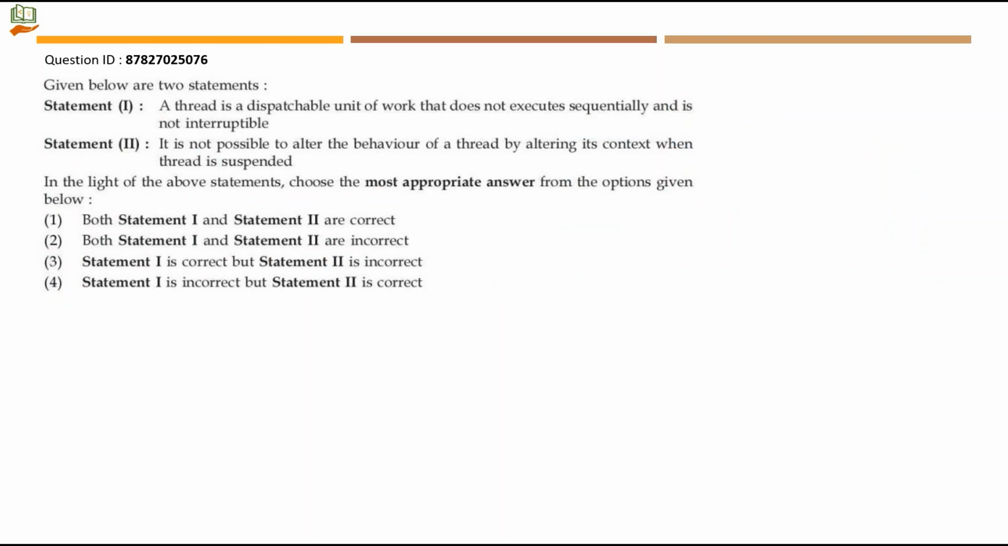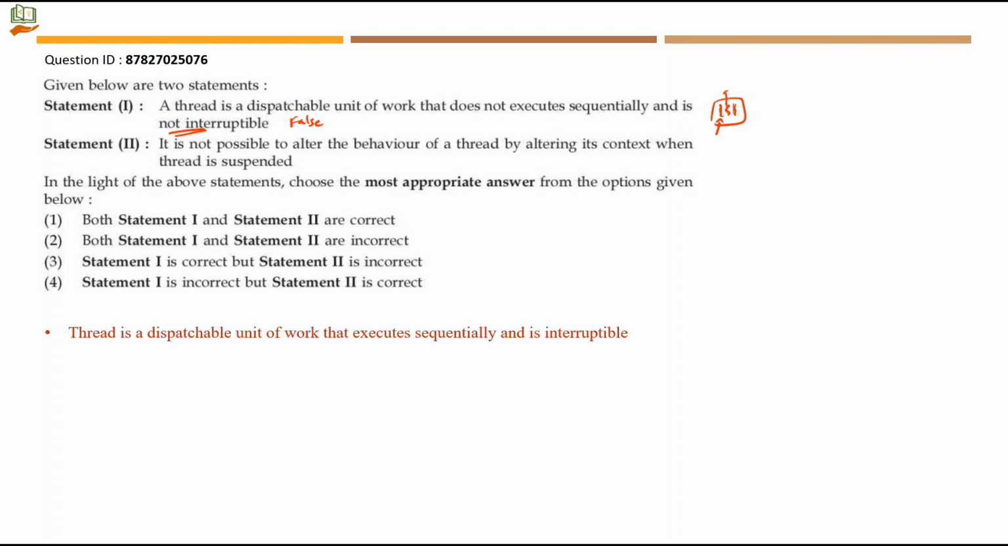Next question. Given below are two statements. A thread is a dispatchable unit of work that does not execute sequentially and is non-interruptible. This word is more than enough to say that this statement is wrong. If you take a particular process, it will create many threads. Take a process like this. There are 3 threads. Let me mark it like this. When this is executing and when there is a need, this thread will get executed. It does not mean it won't be interrupted. We cannot say like that. So when you find that it is non-interruptible, you can easily say this statement is false.